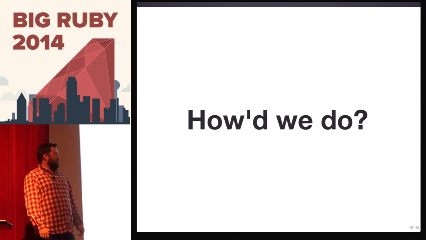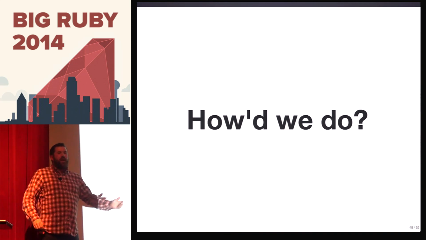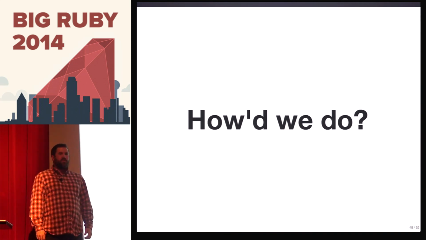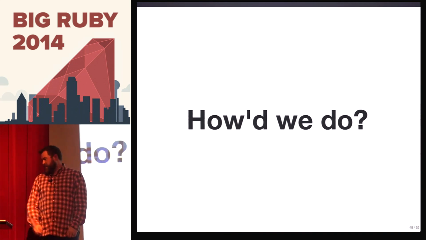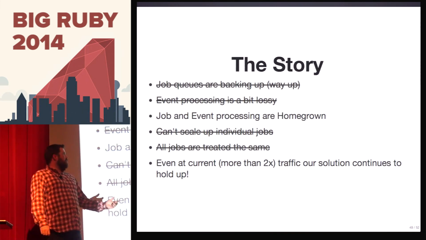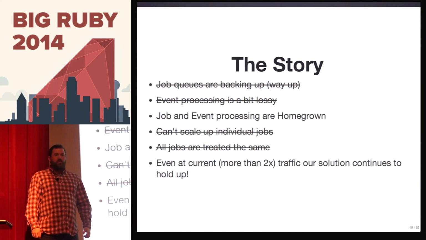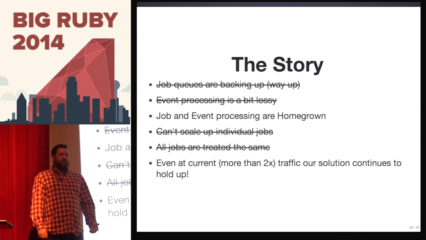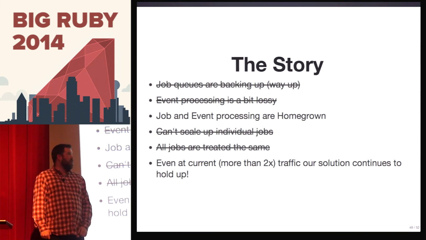So let's look back and look at the issues we had when we started, and let's talk through what those are. So our job queues are backing up. Well, we pretty well solved that. We have a job processor that's much faster. It's much faster than our old one.